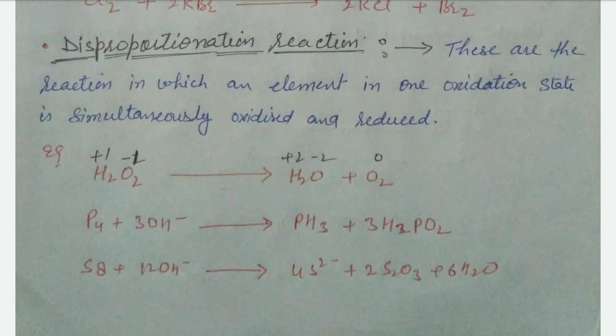And also phosphorus combined with hydroxide to form phosphine and H2PO2. Here phosphorus is oxidized as well as reduced. And also sulfur combined with hydroxyl ion to form sulfate ion, S2O3 and 2H2O. Here sulfur is oxidized as well as reduced.